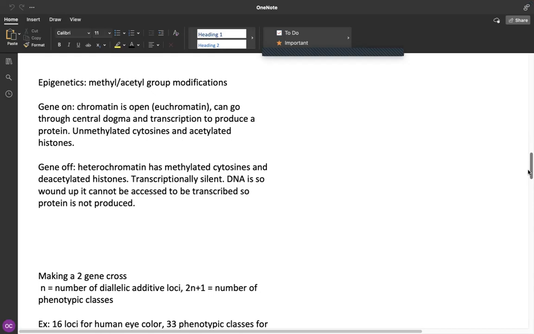A gene is off, that's heterochromatin. It has methylated cytosines and deacetylated histones. It's transcriptionally silent, so the sequence isn't altered in any way. It's just not producing that protein. The DNA here is so wound up it cannot be accessed to be transcribed, so you're not producing that protein.